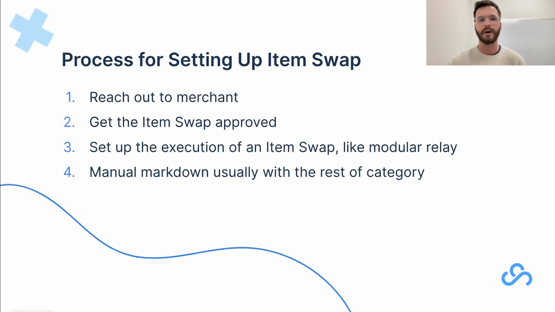So the process for setting up item swap: reach out to your merchant. Again, as with so many of the things that we talk about, that relationship with the buyer is so important. You can get the item swap approved through that method, and set up the execution of an item swap like a modular relay, and manual markdown, usually with the rest of the category.